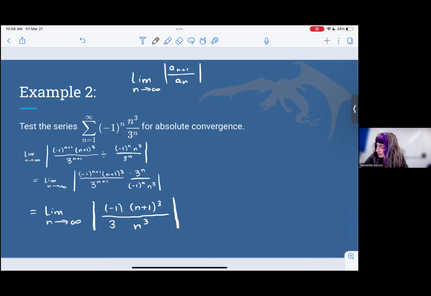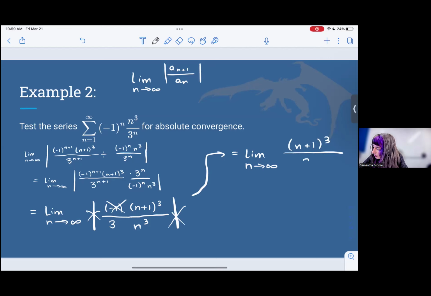Okay. All right. And as I'm looking at this, everything here is going to be positive except for that -1. So I don't even need that, right? I can drop that and drop the absolute values at the same time. That's the only thing the absolute value is doing for me, is canceling out that -1. So really, I'm looking at the limit as n goes to infinity of (n plus 1) cubed over 3n cubed.